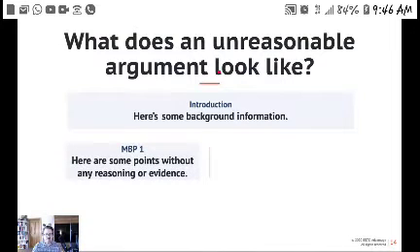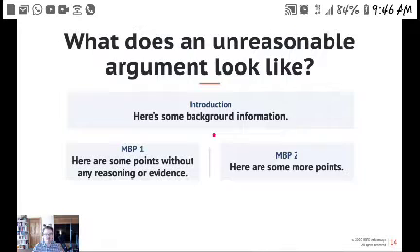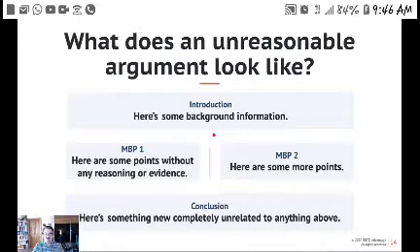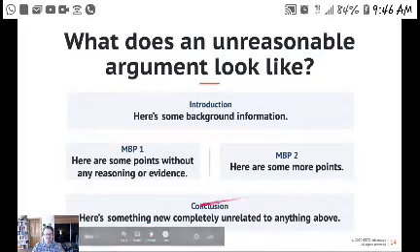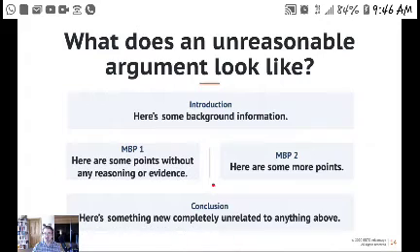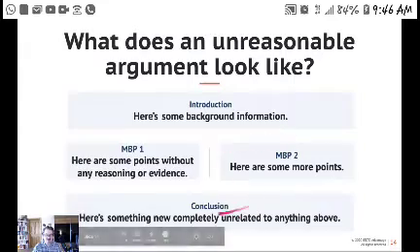Main body paragraph 1: here's some points without any reasoning or evidence. Here's some more points. And conclusion: here's something completely new, unrelated to anything above. This is what most IELTS essays look like. The average score worldwide, according to official data from IELTS.org, is 5.5, extremely low for writing. Why? Because students are following this type of structure and this type of reasoning.